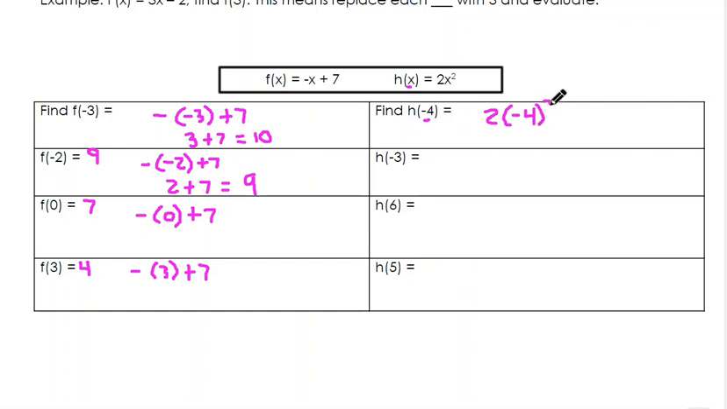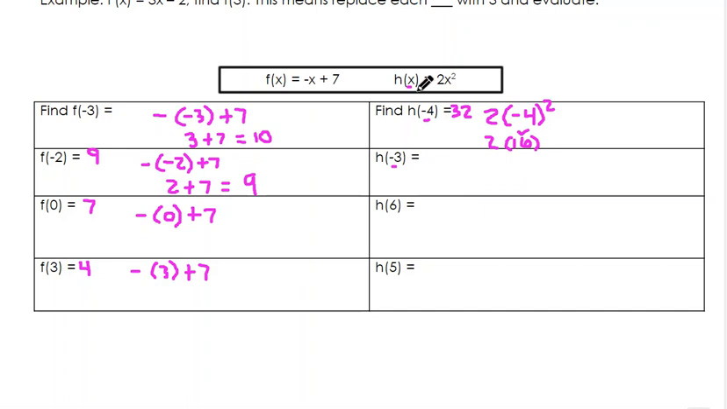Remember, we always substitute in with parentheses, right? So negative 4 squared gives me 16. And then 2 times 16 gives me 32. So that would be 32. That's my answer. All right, here's another one.